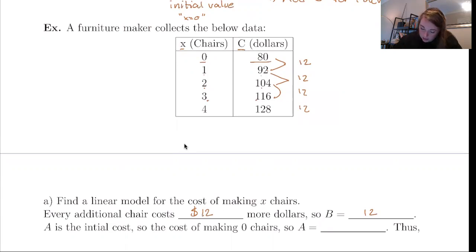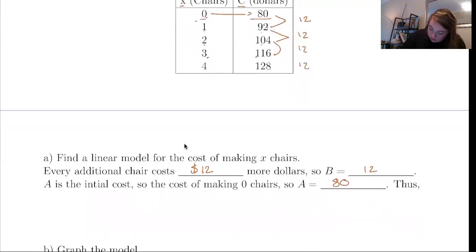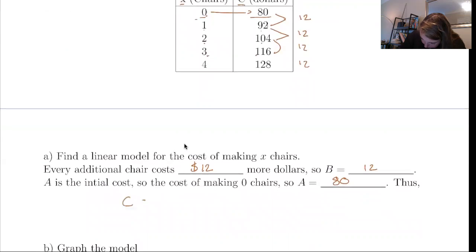So B is 12. A is the initial cost, so the cost of making 0 chairs. So I go over 0 and it costs $80. So that means A is 80. I'm not using Y here. C is my output, so C is in dollars. So C equals 80 plus 12x.